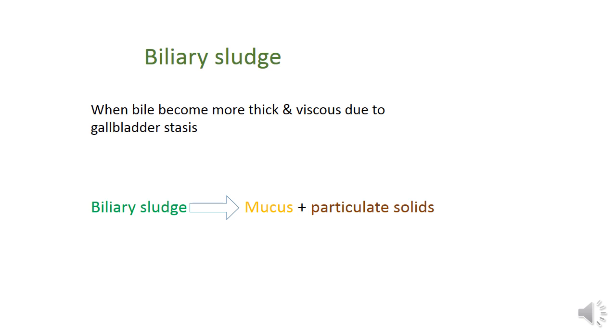Biliary sludge is formed when there is gallbladder hypomotility or complete stoppage of gallbladder movement, that is gallbladder stasis, and in this case the bile becomes more thick and viscous. Now we just saw biliary sludge is nothing but aggregation of cholesterol monohydrate crystals. So this is the particulate solid, and apart from these crystals, more or less it is just those crystals, but we do have some other constituents such as mucus and some calcium bilirubinate and salts in small percentages as well.